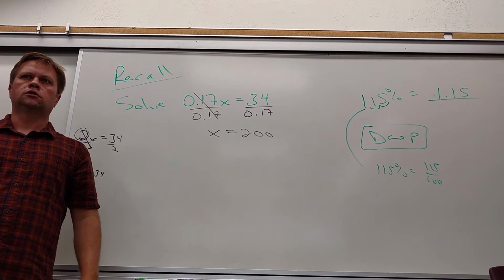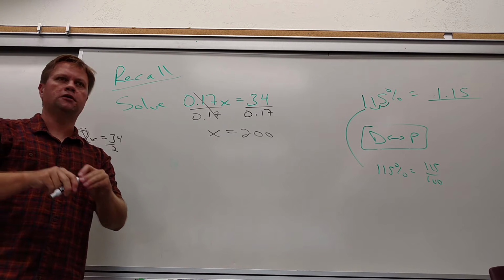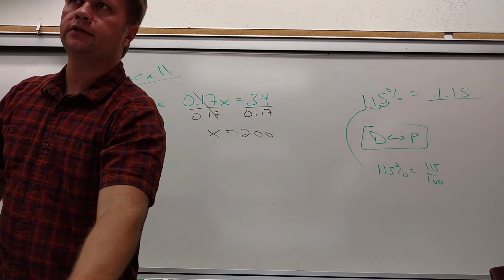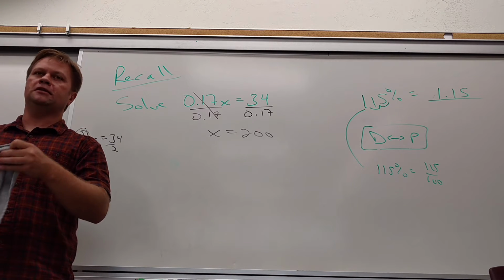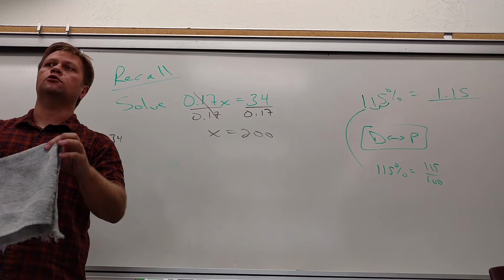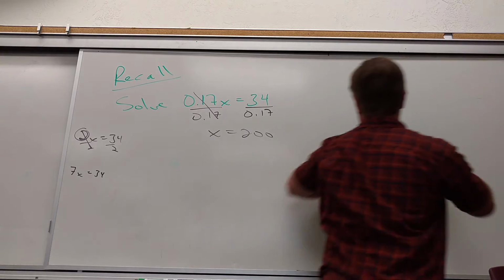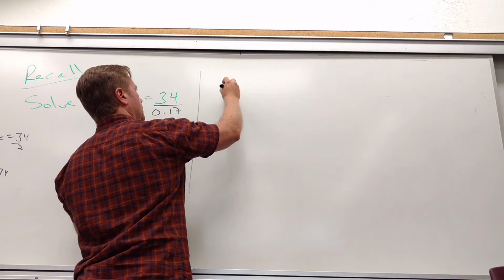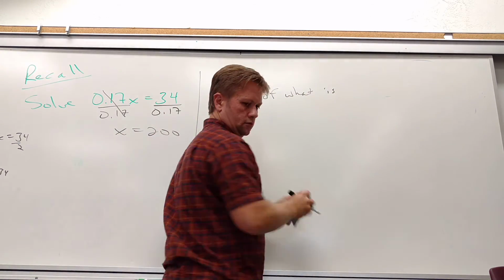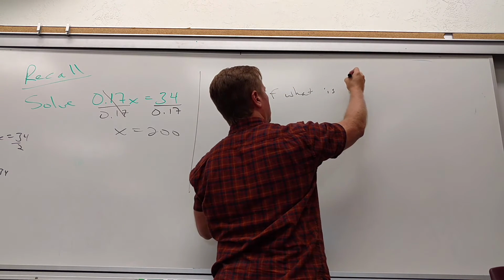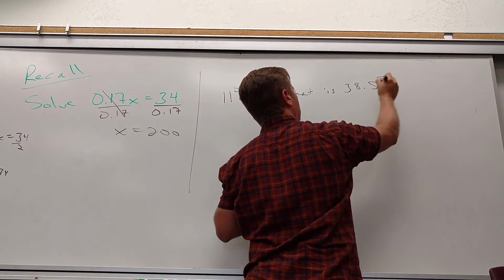Cool. I like it. So here's the kind of problem we're going to be working on. I know that some of you guys have maybe learned different ways to do this, but it's my opinion, and I think it's true, that this is the best way to do this kind of problem, and I'll show you. If they say 11% of what is, what you got, Jeff? All right. Let's say 38.5. I like it.